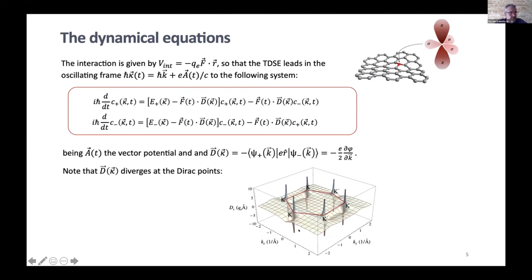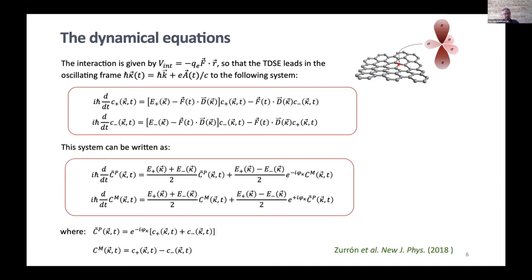This fact introduces extra complexity in the integration of the equations due to the numerical instabilities that appear as a consequence of such divergence. Nevertheless, this problem can be circumvented with an appropriate change of basis in such a way that D is completely removed from the equations. These are the equations that we are solving without any further approximation.